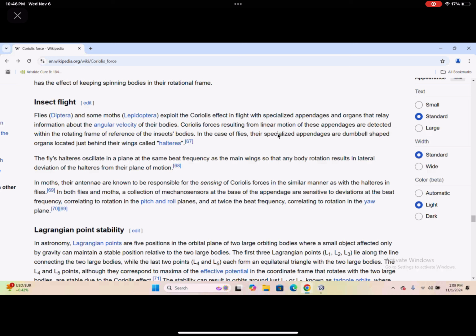And again, all of these point to the fact that God is Al-Kabir. Okay. There is no extent to His greatness. No extent. It's just absolutely mind-boggling. Coriolis forces resulting from linear motion of these appendages are detached.